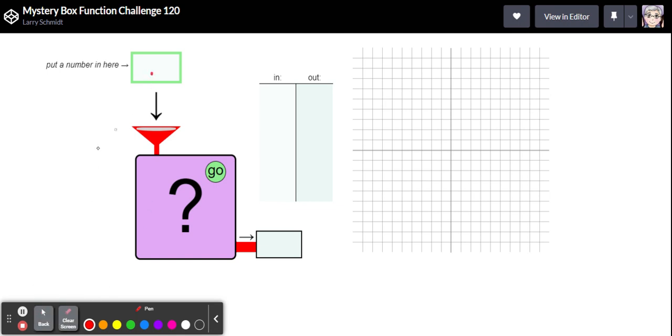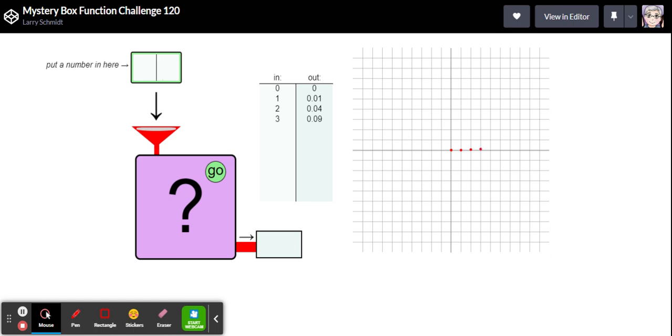Alright, I'm going to begin with a 0. Alright, so 0 gives us 0. How about a 1? So 1 gives us 0.01, so that's 1/100th. How about a 2? And that gives us 4/100ths. Huh. How about a 3?